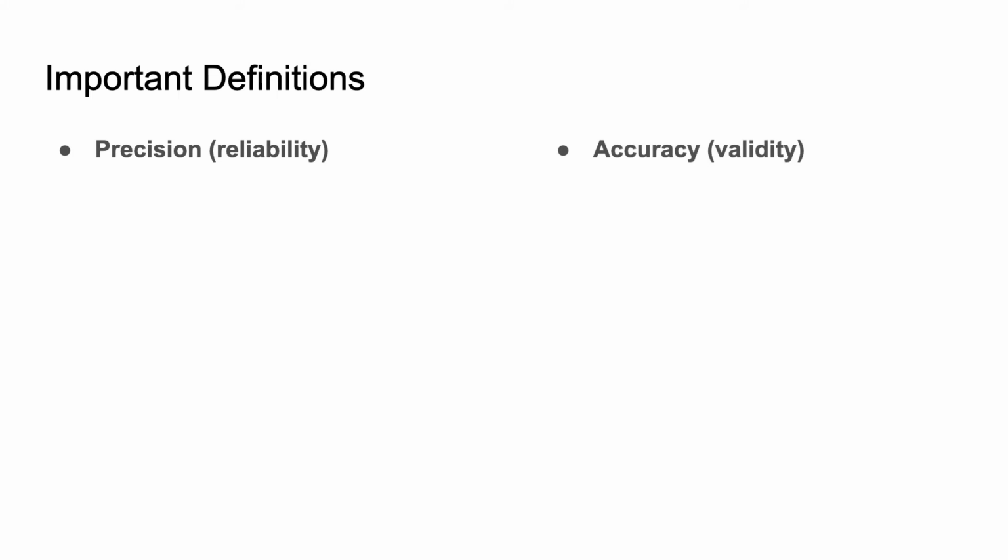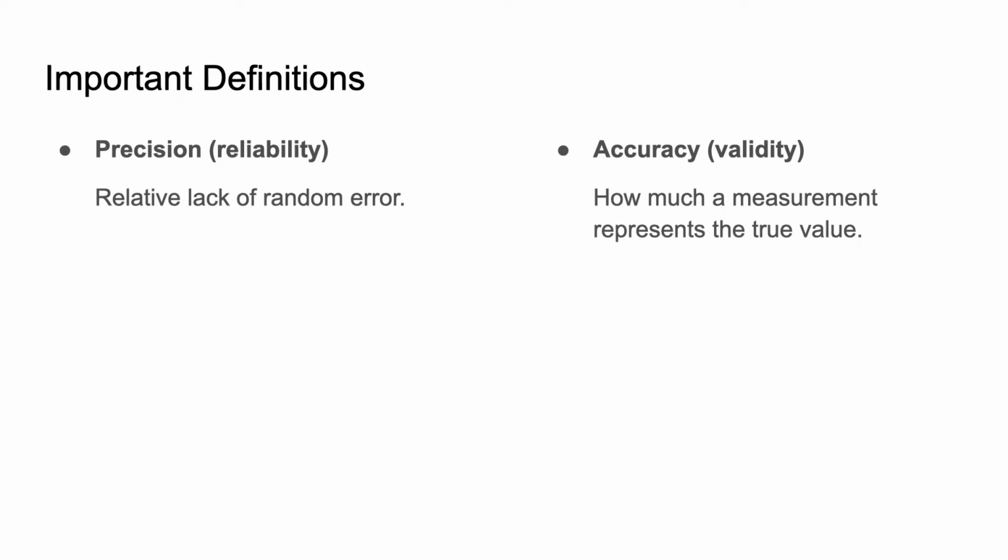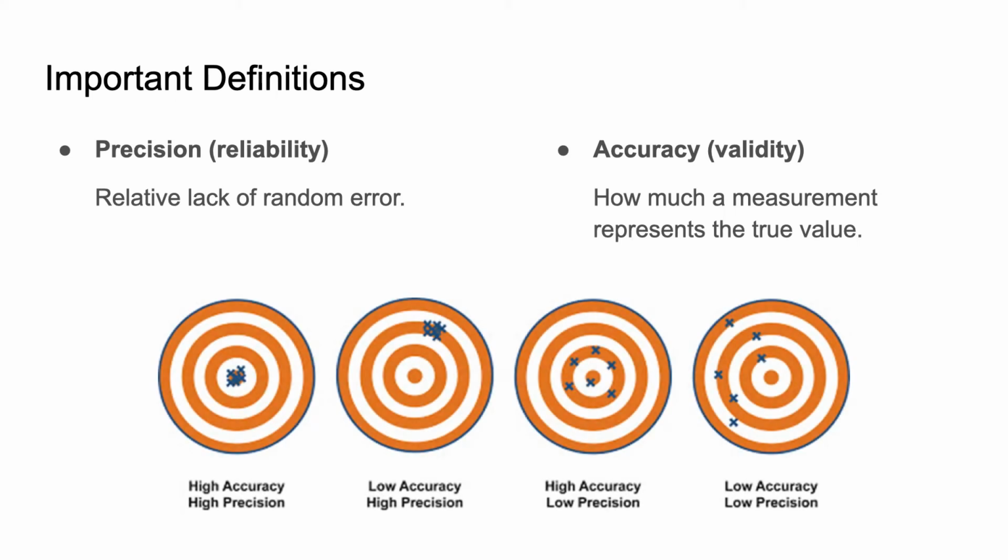Precision or reliability is relative lack of random error, while accuracy or validity is how much a measurement represents the true value. And we can compare this more clearly visually. If you look at these 4 examples here, if we repeat the measurement and they consistently stick together, so they don't go far away from each other, like we see on the second one from the left, where the measurements are clustering together, they're not scattering, this means that our measurement is precise, and there's less risk of random error.